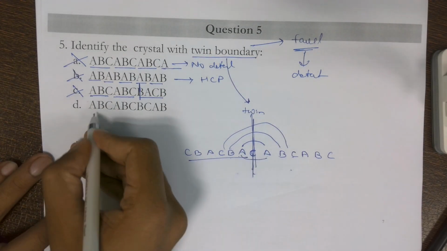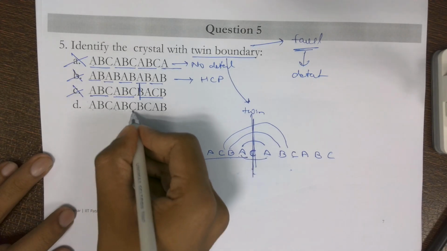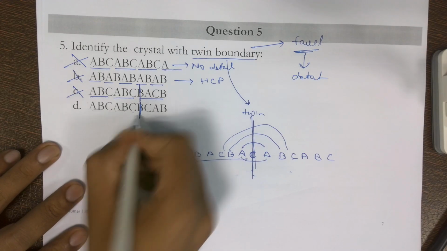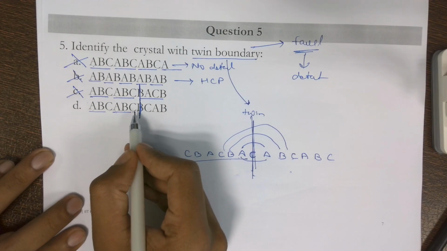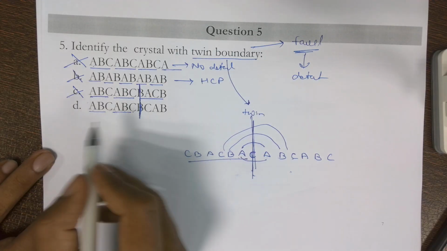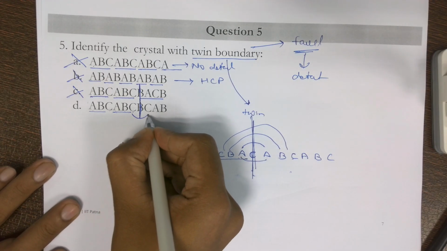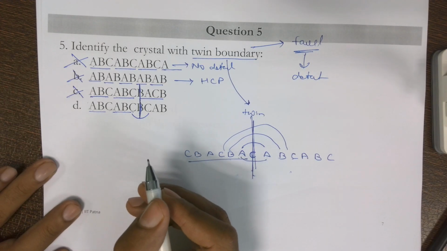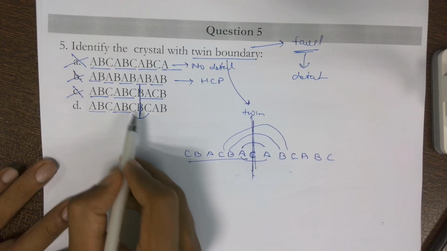Now the last one. A, B, C, A, B, C. Then again here it's the fault. Right? ABC, ABC followed, but now here B came where it should be the A. So now about this particular fault, let's see whether the mirror is there or not. We can find that the mirror is there. See here, see here. A, B, C, A, B, C.